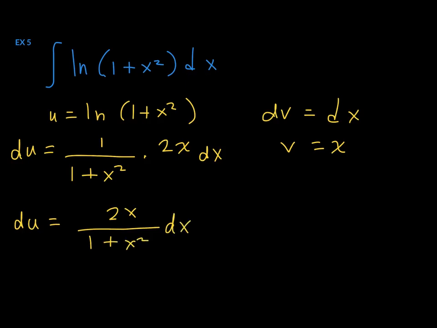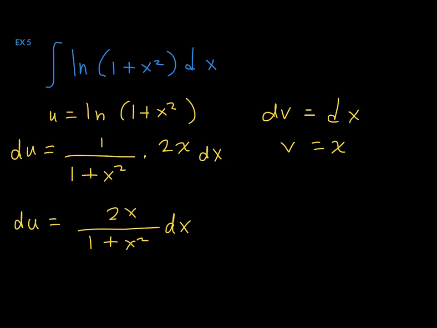Okay. All right. So then this implies that dx is equal to 1 plus x squared over 2x du. Actually, I think I did too much. I don't think I needed to isolate dx here. That was a mistake. Let me erase that. Okay, cool. So I have it.